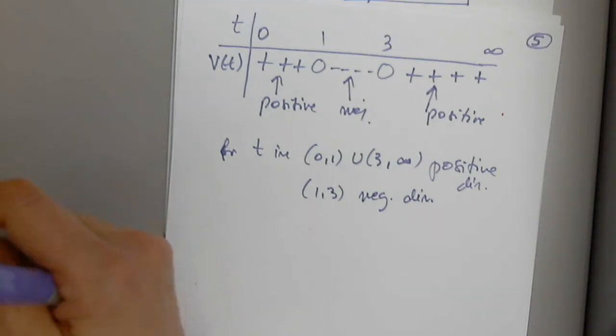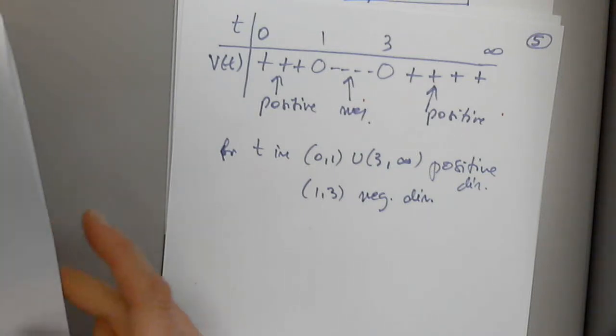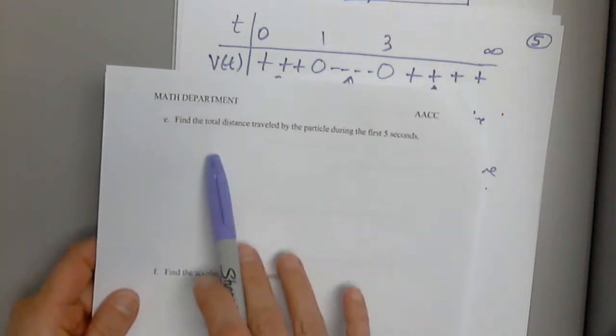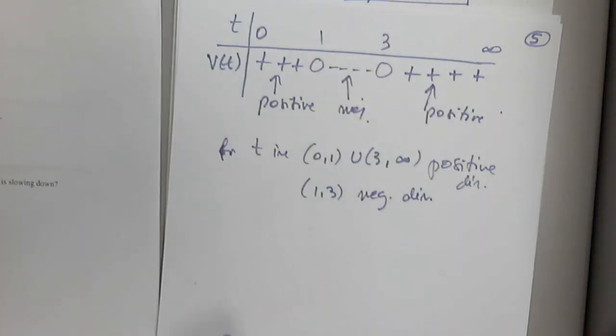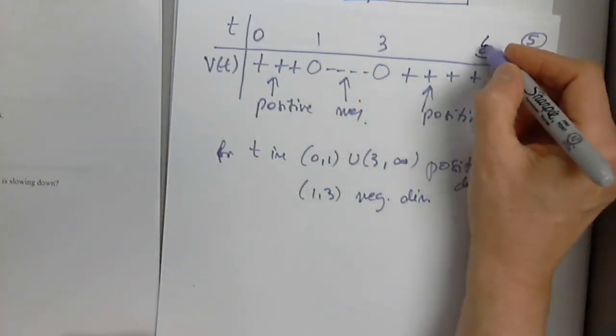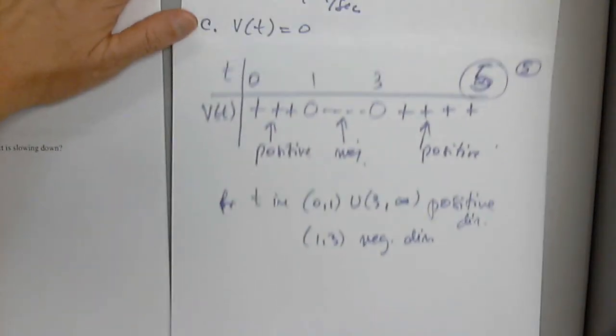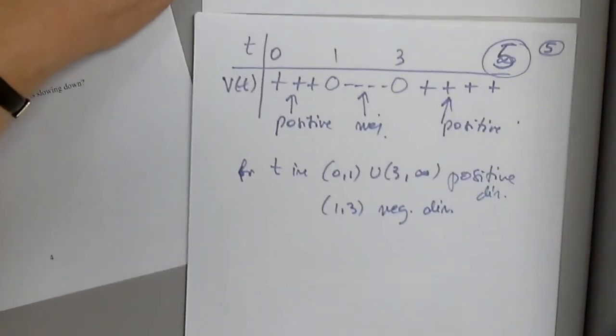Questions? Okay, now they're giving us the first 5 seconds. So I really care about 5 here. It's not a mistake. You can keep infinity and then come back and think about 5. It doesn't matter. So question E.